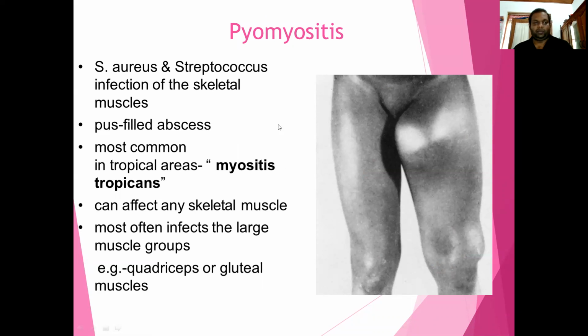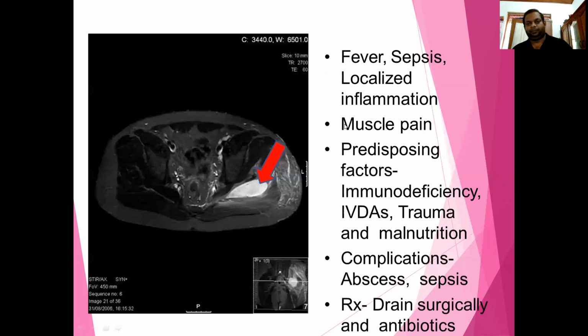Pyomyositis is another suppurative infection. Staph aureus and streptococcus infect skeletal muscles. Pus-filled abscess, most common in tropical areas. Tropical myositis can affect any skeletal muscle, but commonly the quadriceps and gluteal muscles.